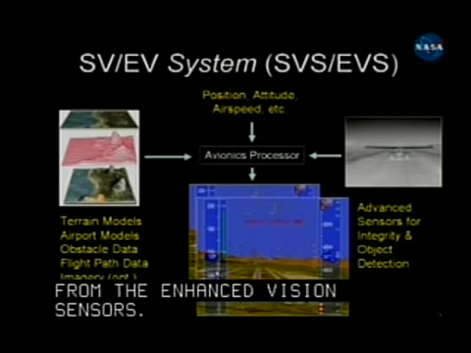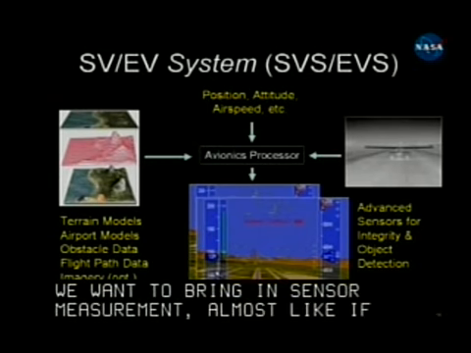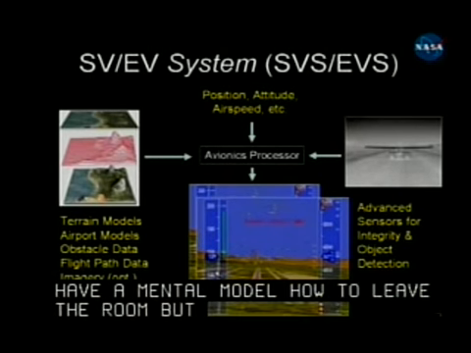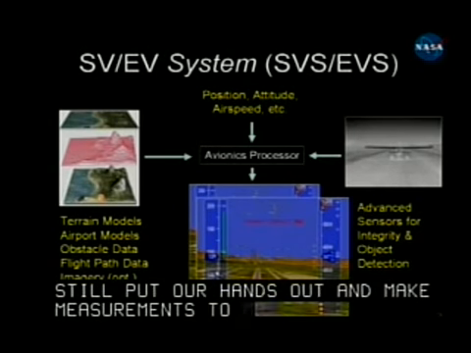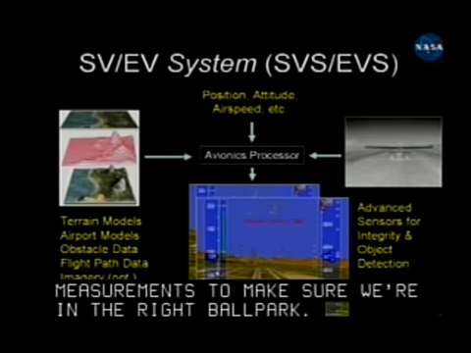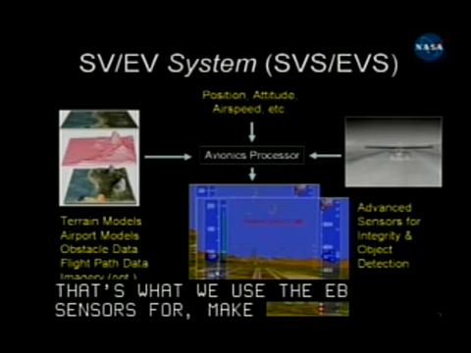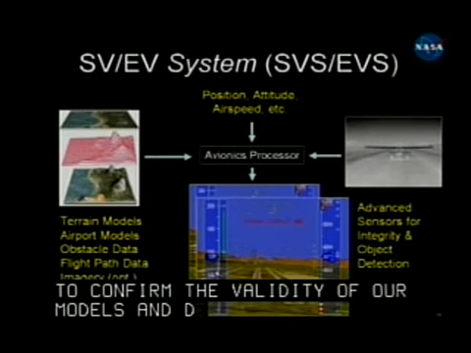It's almost like if you're in a dark room, you may have a mental model of how to leave the room, right? But most of us would still put our hands out and make some measurements, right, to make sure that we're kind of in the right ballpark. So that's what we use the EV sensors for. We make some measurements to confirm the validity of our models, and also to detect objects that we may not have modeled. And in this example, we show a runway incursion detection.